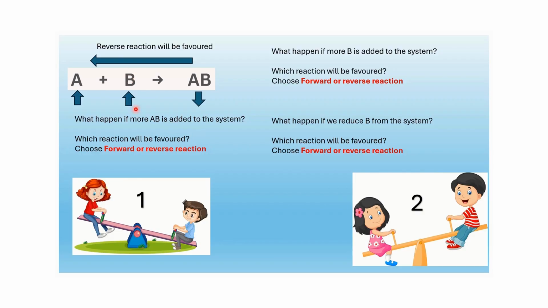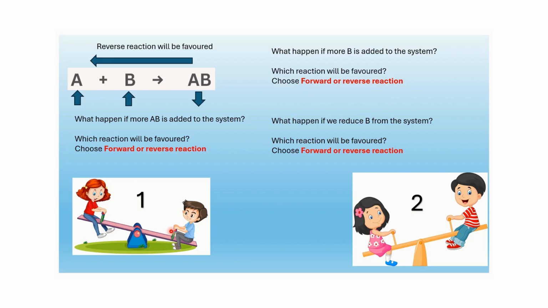Because when we remove more of B, this one will be heavy, and when it's heavy, it will go down. So this simply means that the seesaw that is going to be applicable in this case is seesaw number 1. Seesaw number 2 cannot be applicable. And when we have seesaw number 1, the ball will be closer to this ball.